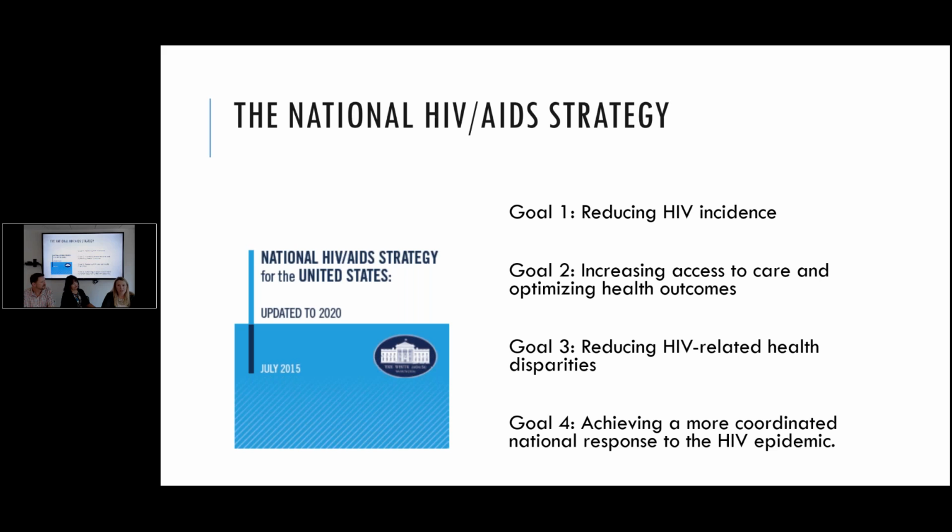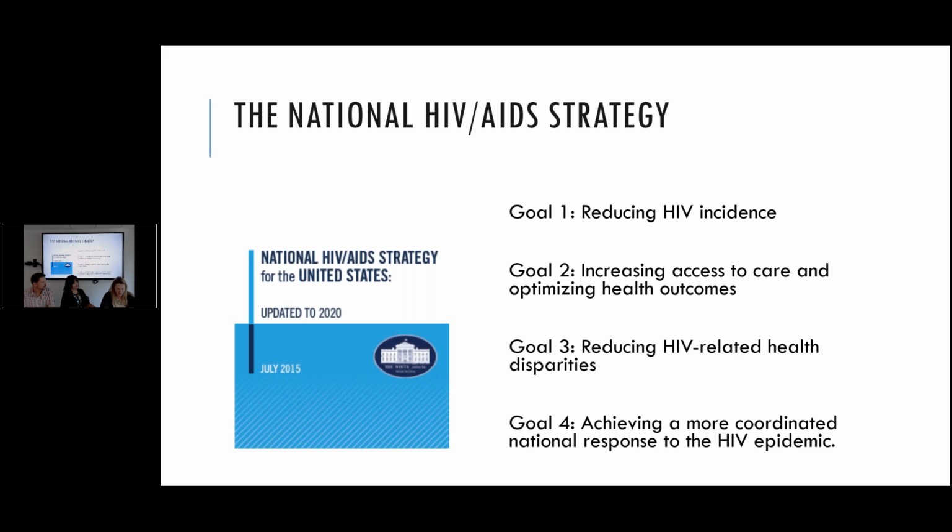HUD has a responsibility for carrying out activities to help meet each of the 4 goals of the National HIV/AIDS Strategy. In particular, the HIV Housing Care Continuum Initiative contributes to Goal 4, which tasks departments and agencies with achieving a more coordinated national response to the HIV epidemic by increasing the coordination of HIV programs across the federal government and between federal agencies and state, territorial, tribal, and local governments, and developing improved mechanisms to monitor and report on the progress towards achieving the national goals of the National HIV/AIDS Strategy.